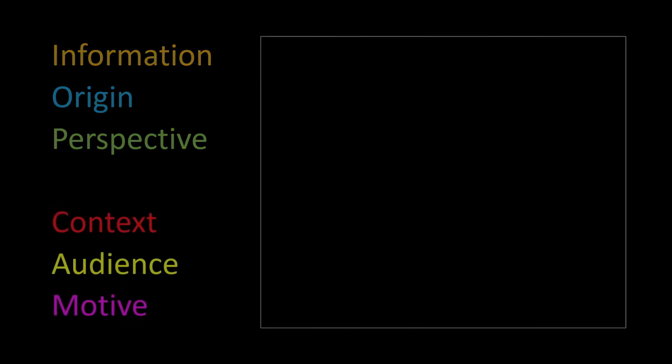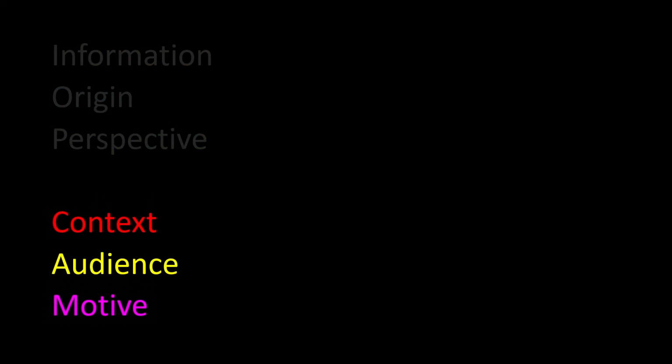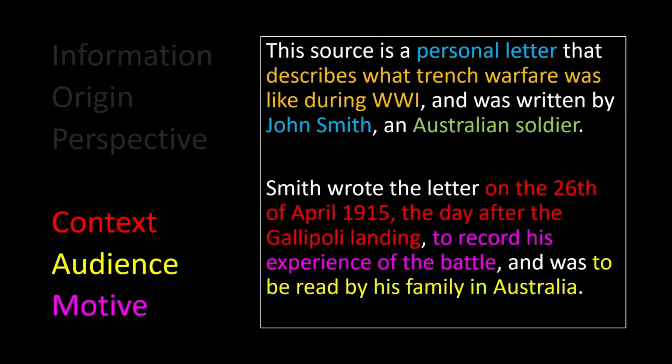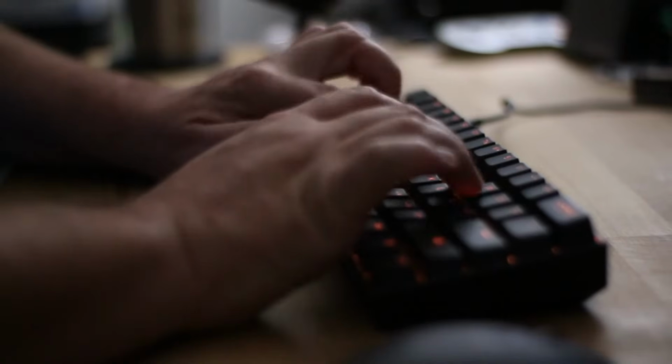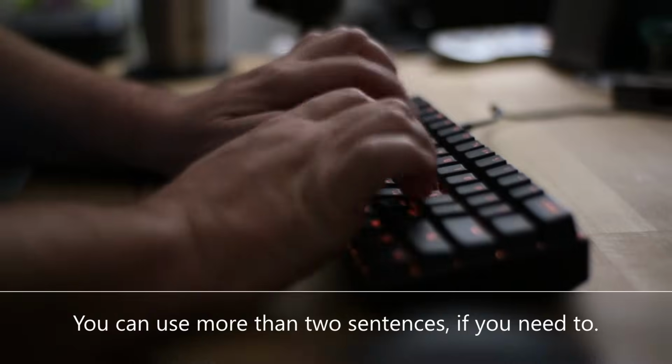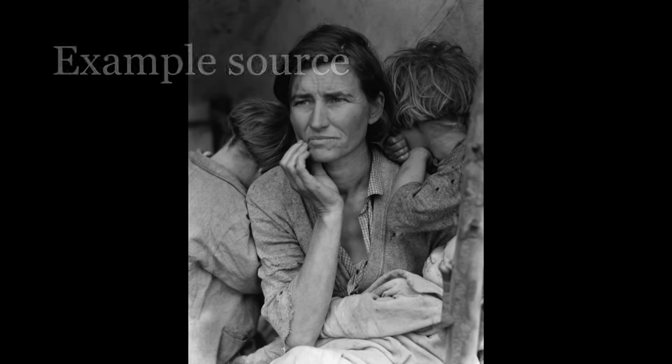In your second sentence, mention the CAM part of the acronym, that is context, audience, and motive. For example, Smith wrote the letter on the 26th of April 1915, the day after the Gallipoli landing, to record his experience of the battle and was to be read by his family in Australia. As you can see, you can demonstrate significant knowledge of a source by writing an analysis paragraph like this. Of course, you can use more than 2 sentences if you need to. Now that you know what source analysis is and how to do it, let's look at a full example to increase your confidence in the process.